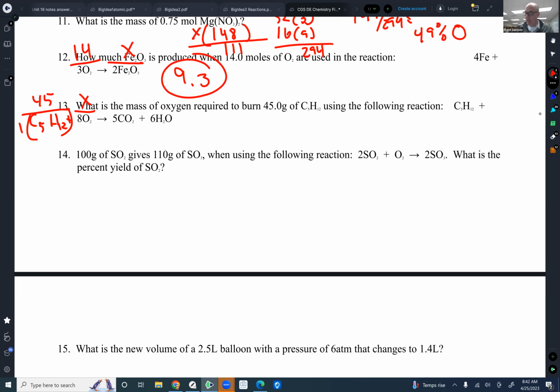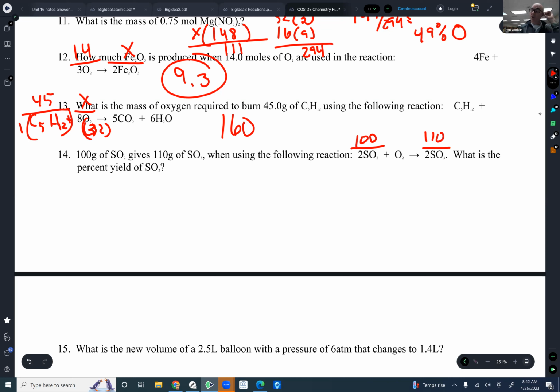And that will give us the mass of oxygen, which is 160. So we just cross multiply, we substitute in the weight of the oxygens there. All right, so now on this one, I've given 2 starting materials. I've got 100 of this, and I have 110. No, I actually don't have 2 starting materials. What I want to figure out is the percent yield of SO3, it should say here, not of SO2. What's the percent yield of SO3?